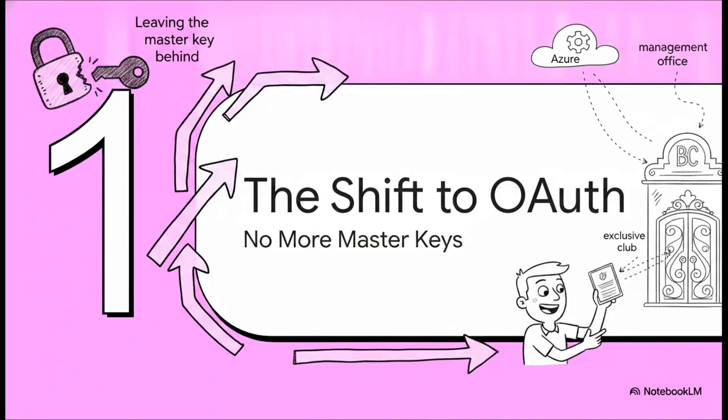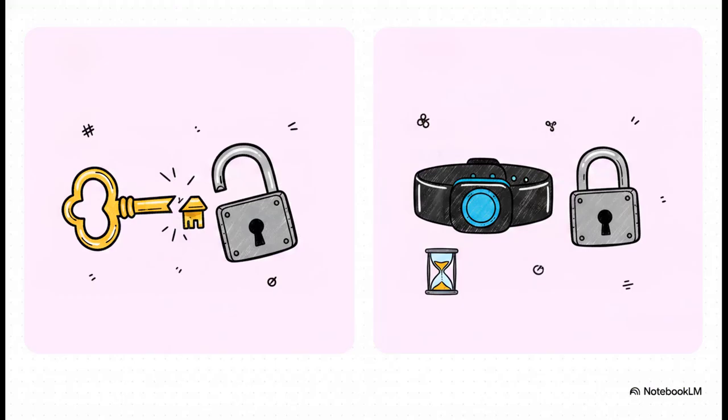Section 1. The shift to OAuth, leaving the master key behind. All right, to make this setup sequence super easy to remember, let's establish our analogy right off the bat. Think of Azure as the club's management office, Business Central is the exclusive club itself, and Postman is our guest. This brilliantly illustrates exactly why Microsoft forced this change in the first place.